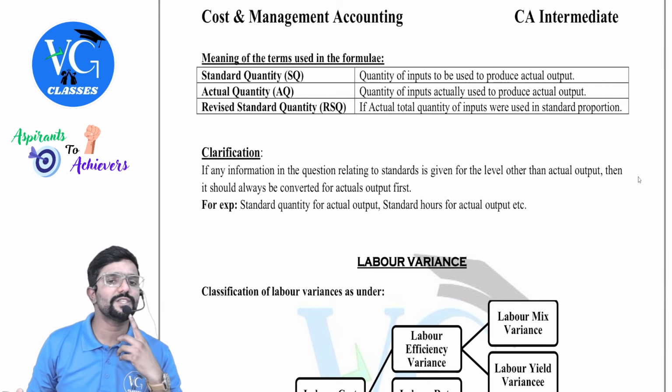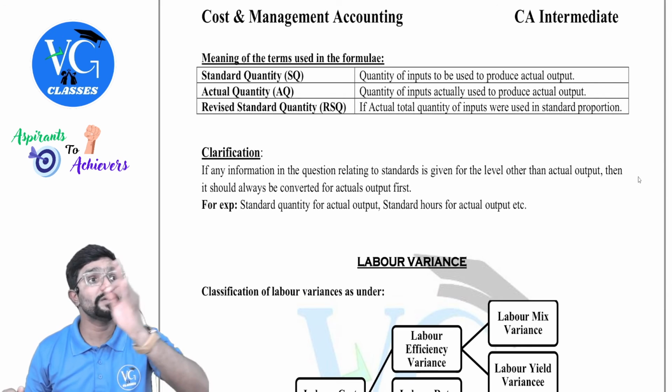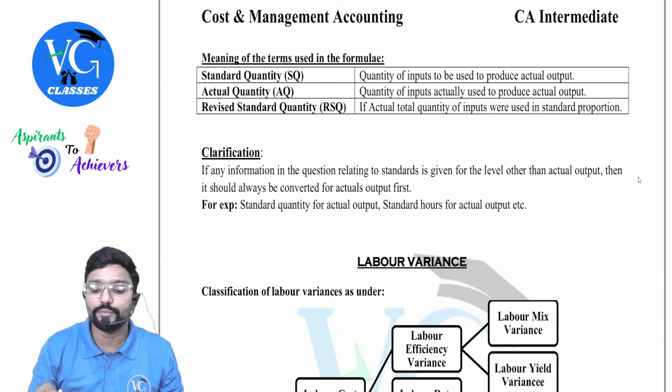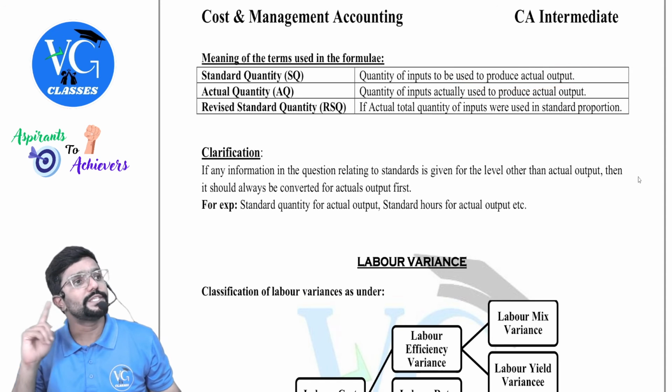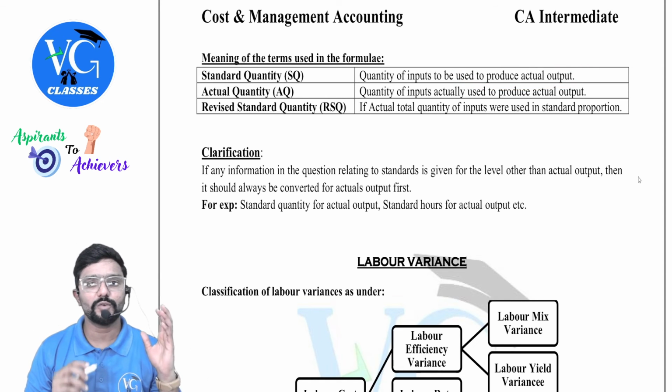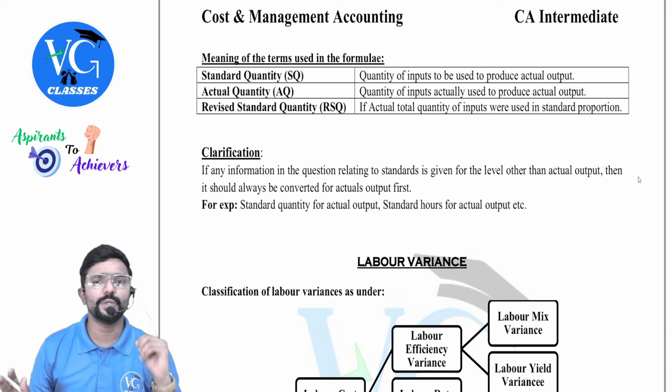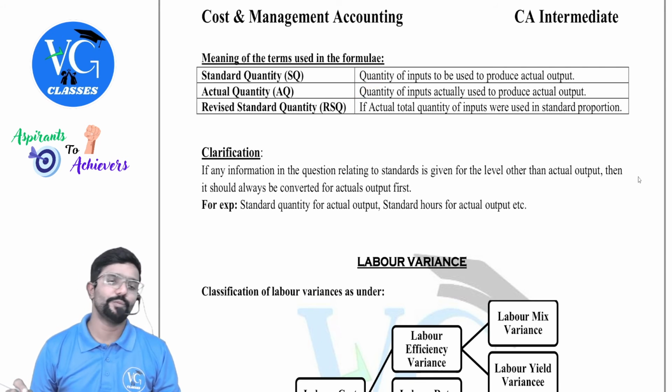Meaning of the terms used in the formula. SQ stands for what, guys? Standard quantity. Don't always call only standard quantity. Standard quantity for what? Actual output. That is, to produce actual output. Actual quantity is what? AQ. Quantity of inputs actually used to produce actual output.